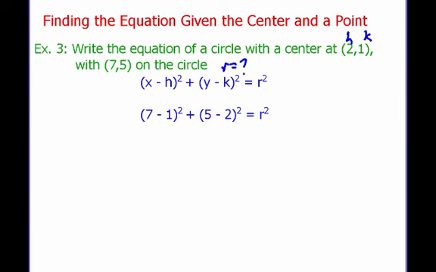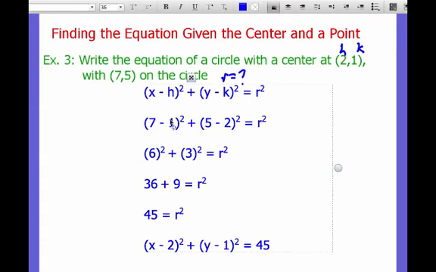Well, so we're going to have to fix this because I messed this whole thing up. This should be 7 minus 2 squared and 5 minus 1 squared, which gives me 5 squared and 4 squared, which gives me 25. I don't want it little like that. And 4 squared, which is 16. And that makes this 41.